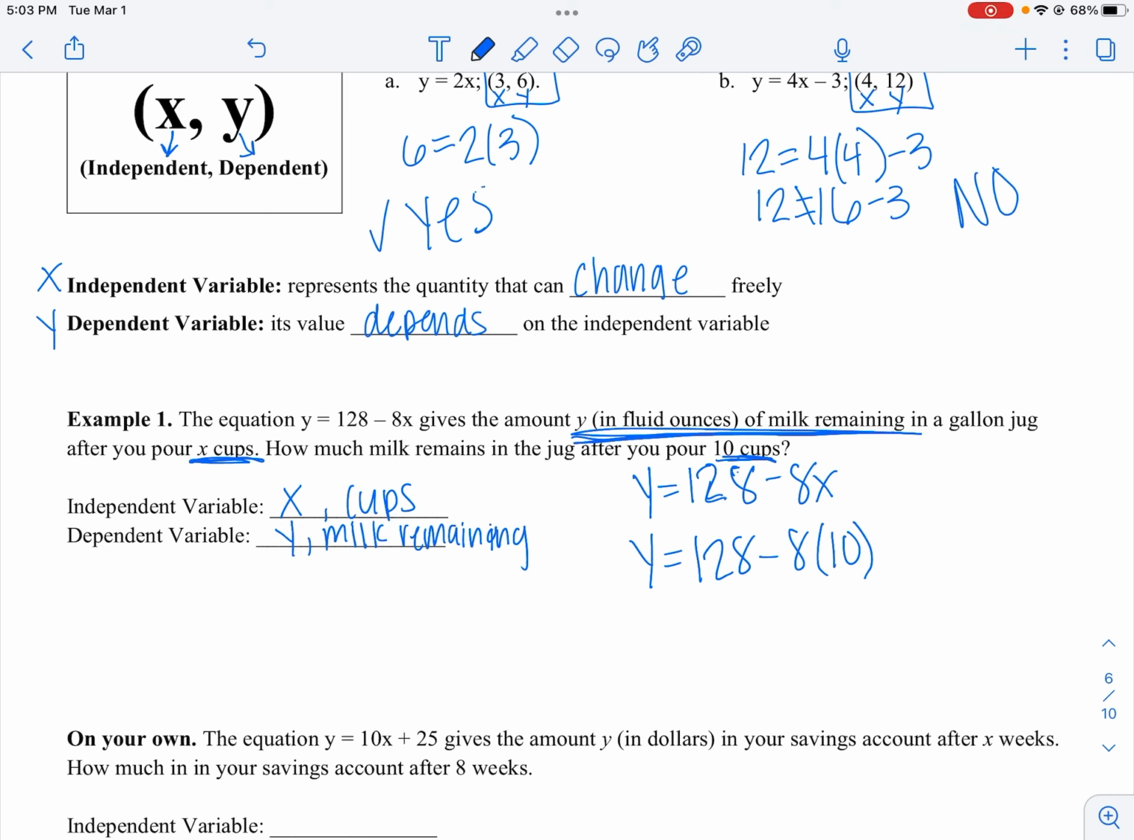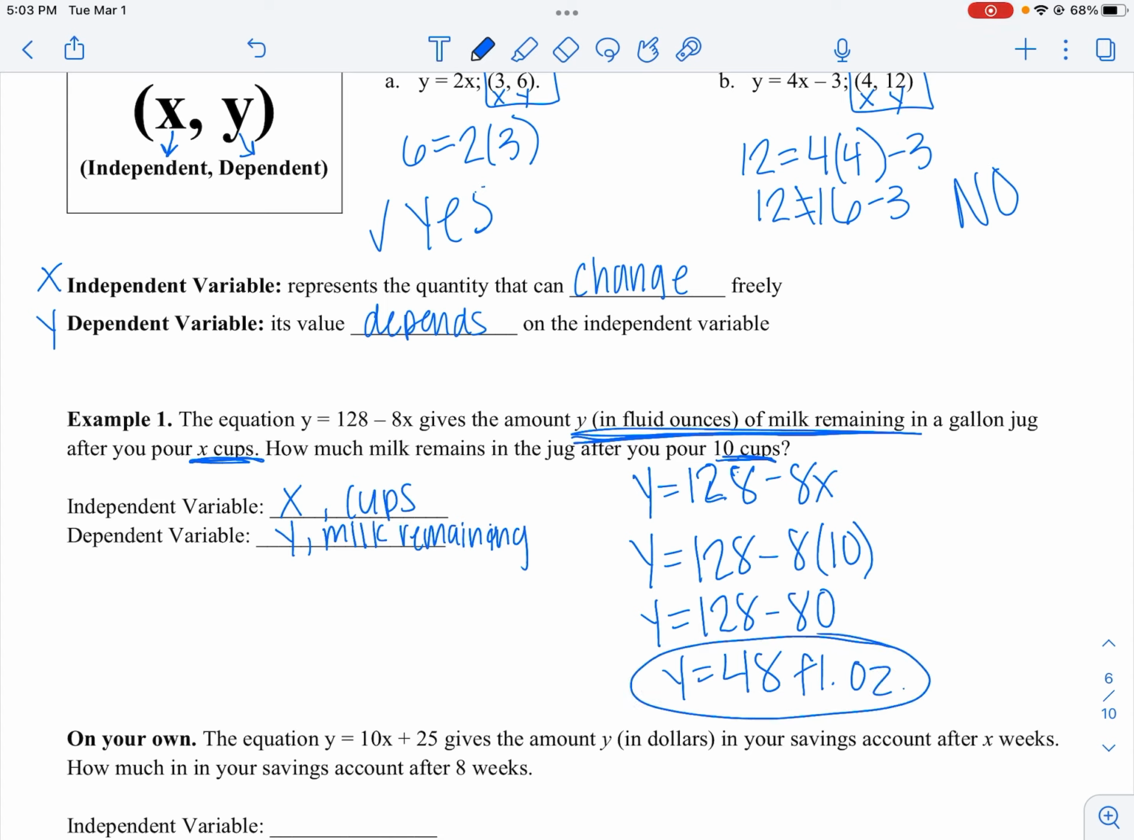So we have to do PEMDAS first. We're going to multiply. 8 times 10 is 80. So we have y equals 128 minus 80. And then you just solve. 128 minus 80 is 48. And what is my label? My label is going to be fluid ounces. So that means if we pour 10 cups, we are still going to have 48 fluid ounces left in the jug. That's what that means.